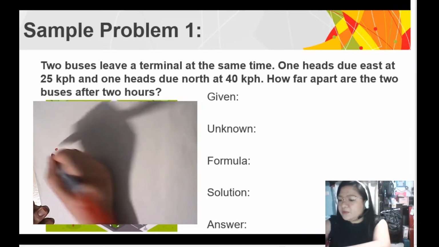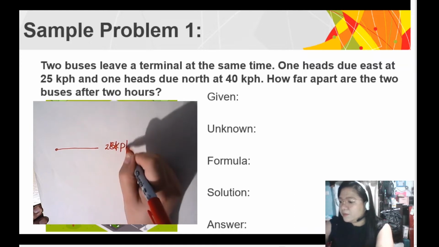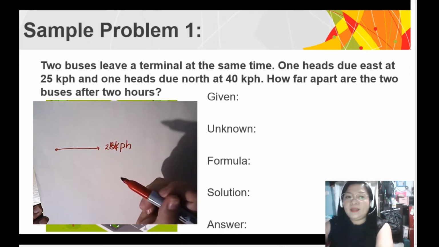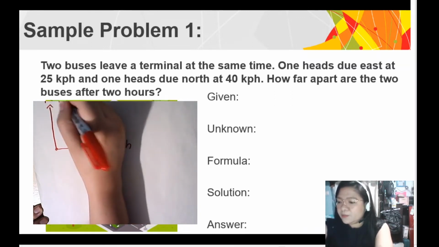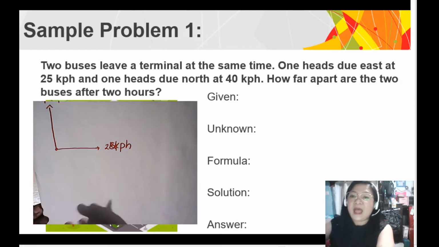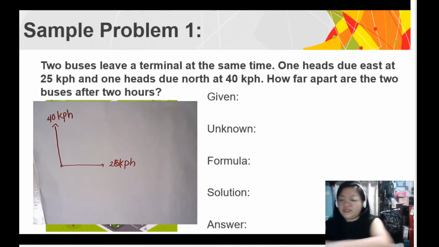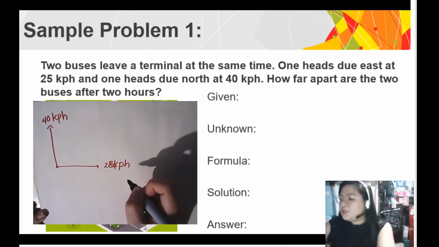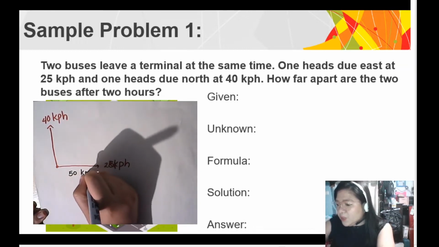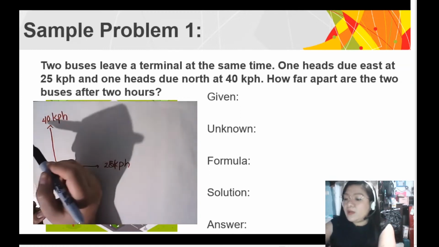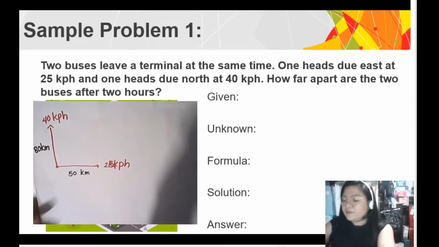So, suppose this is our bus terminal. It's going to the east at 25 kilometers per hour. And the other one is due north at 40 kilometers per hour. Now, our question says, how far apart are the two buses after 2 hours? After 2 hours, the bus going to the east will be 50 kilometers away from the terminal, while the bus going to the north will be 80 kilometers away from the terminal.